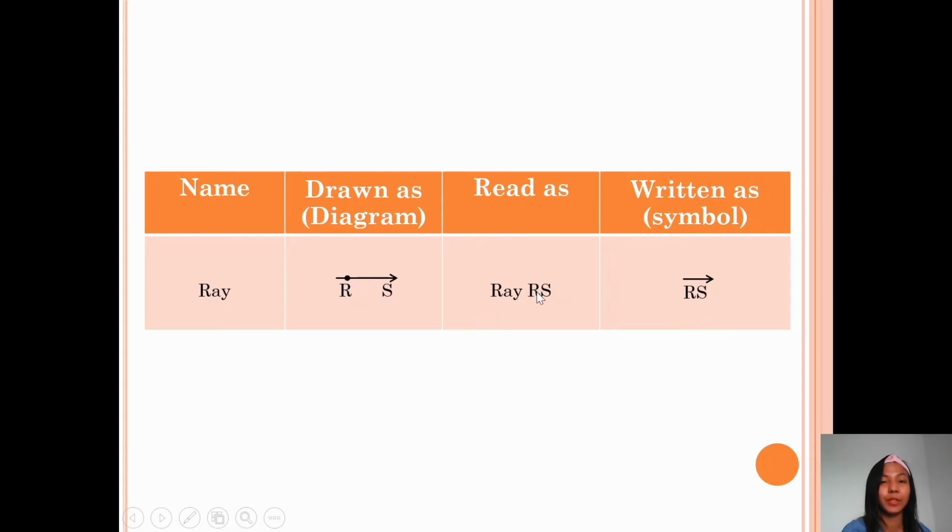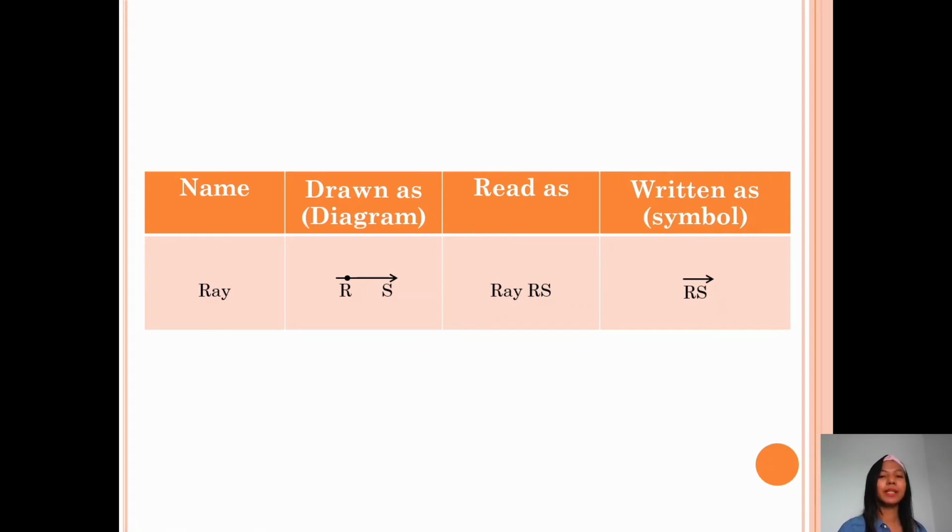So you should write first the R, and then the second letter is with the arrowhead. So RS. So the symbol, when you're going to write the ray, based on this example, the diagram, just write RS and then make sure that the endpoint without the arrowhead is with the R, and then the arrowhead is over the letter S, okay?